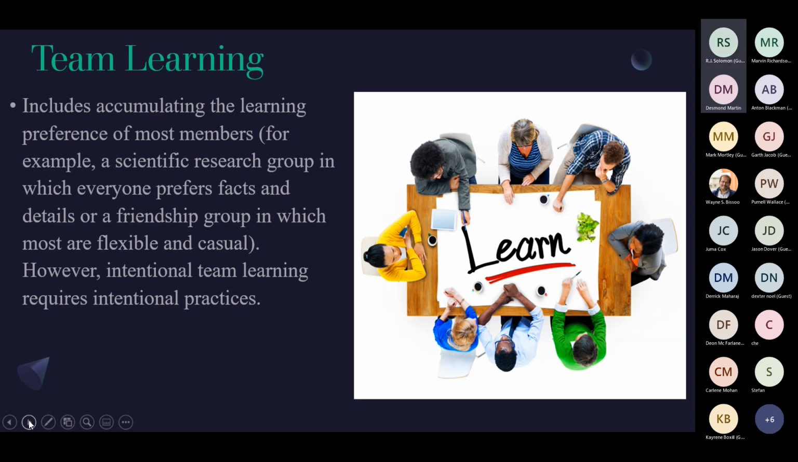However, intentional team learning requires intentional practices. As stated before, you have to continue going along with the dialogue and talking to each other, reflecting on shared experiences to build that bond and learn how other people operate within the team. Next.